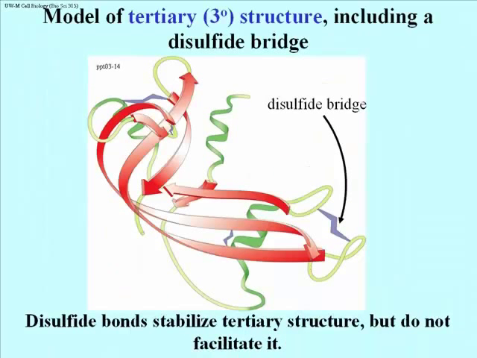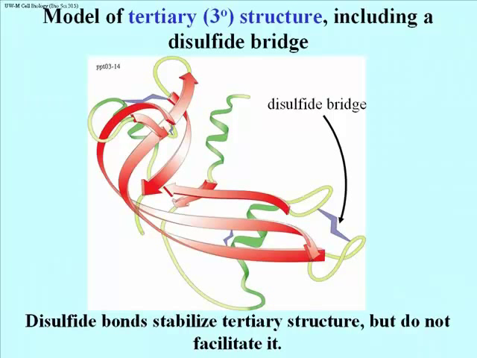So here's our 3-dimensional model of a polypeptide showing the tertiary structure, but here including some disulfide bridges. I pointed to one, but there are actually, I see 1, 2, 3, 4 of them here. The one I'm pointing to is actually linking 2 bits of random coil in this polypeptide.